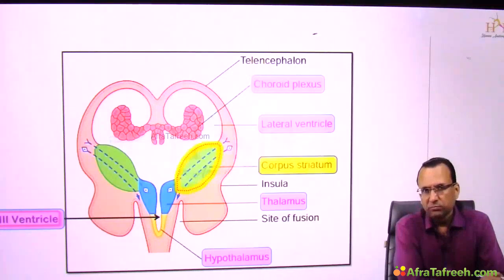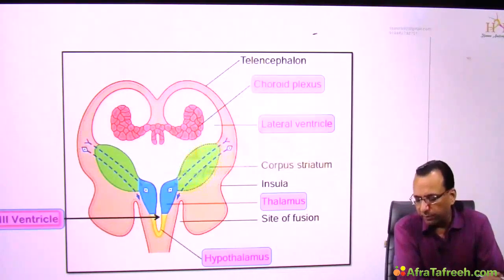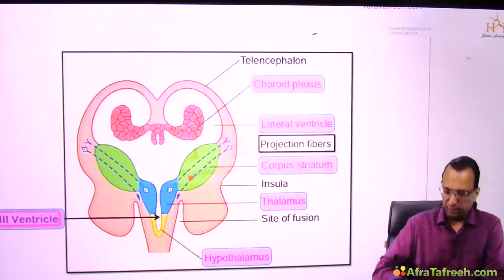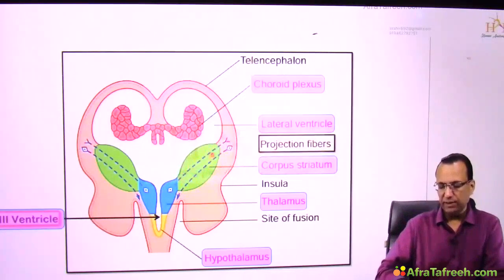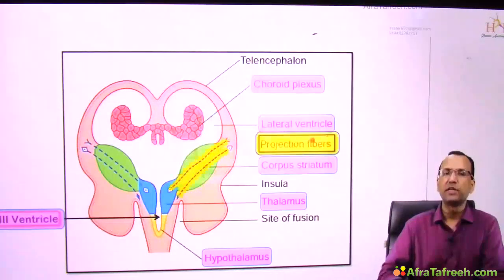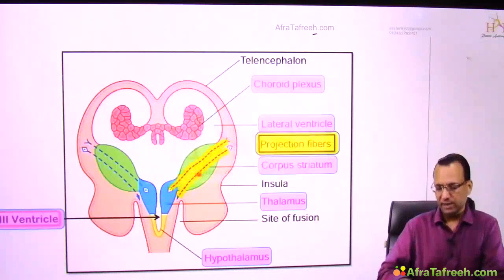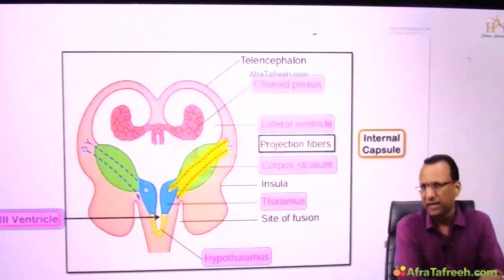What is this here? This is the corpus striatum, part of the basal ganglia. Now if you say this is the corpus striatum, you find that there are some axons bisecting it. They are called projection fibers. They are projecting from the higher brain center to the lower brain center, and from the lower brain center to the higher brain center, and later they will form the internal capsule.